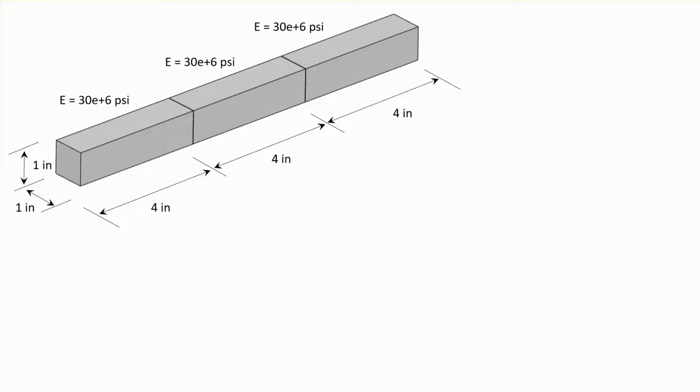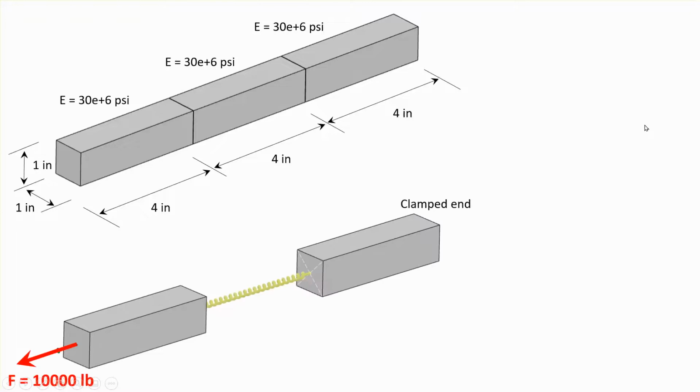Think about it as 12 inches long, given cross section, and let's say that's made out of steel, although it really doesn't matter. What I would like to do is replace that 4 inch in the middle with a spring that has equivalent stiffness of this actual continuum 4 inch long steel bar. This end of the structure is clamped and the left end is subjected to 10,000 pounds.